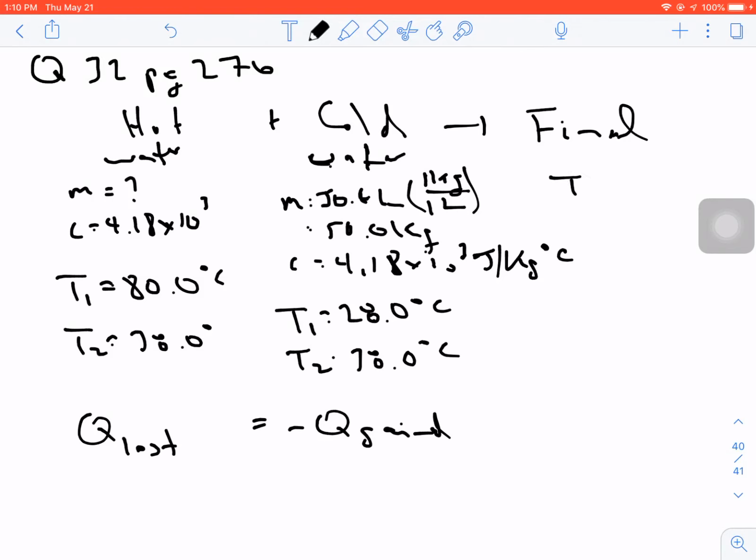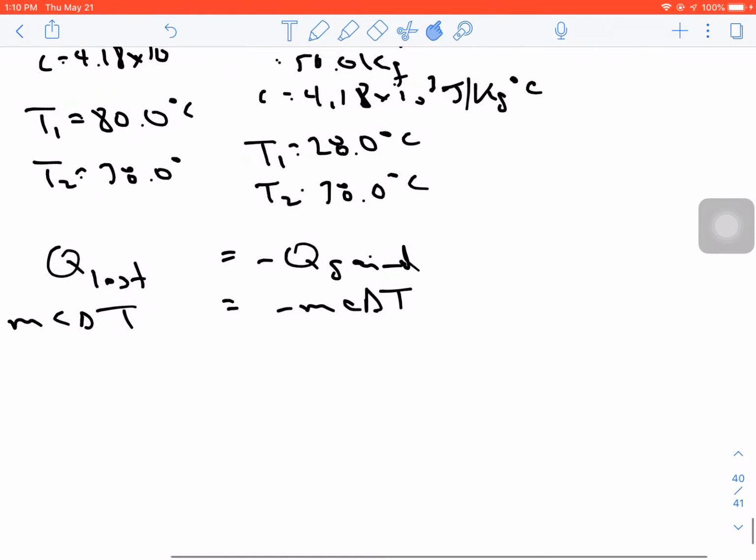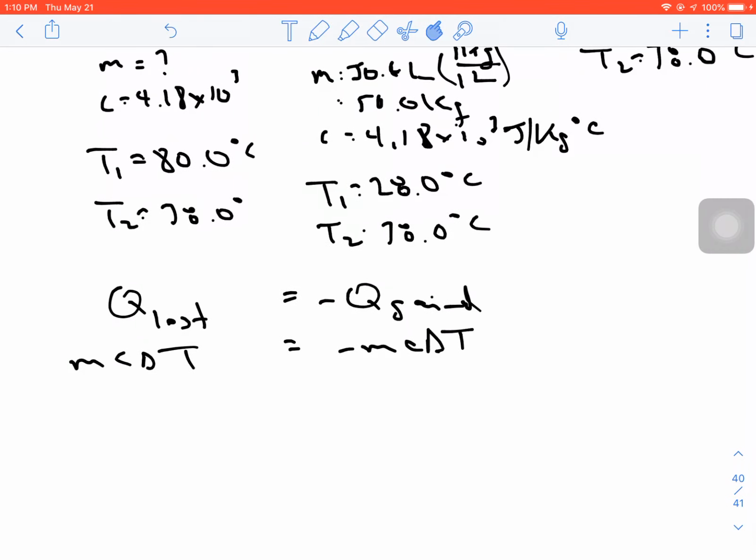Remember, my whole goal here is to get to 38 degrees C. Now, I know that to calculate my Q lost, I'm going to use MC delta T. To do my Q gained, it's MC delta T with a negative sign. I'm going to put my mass in on the left, which is unknown. My C value is 4.18 times 10 to the 3. Delta T is T2, 38 minus 80.